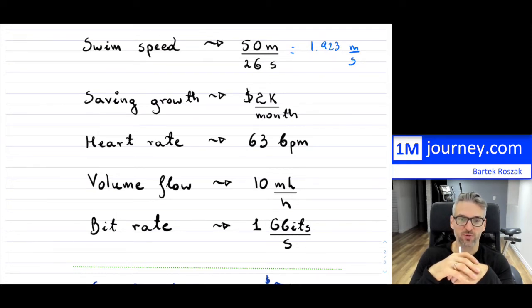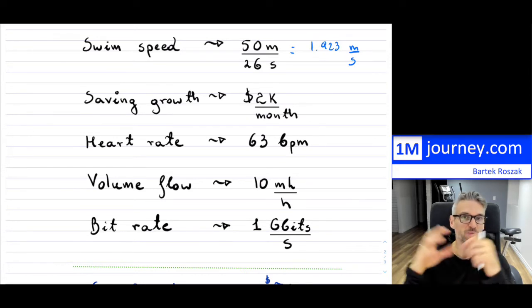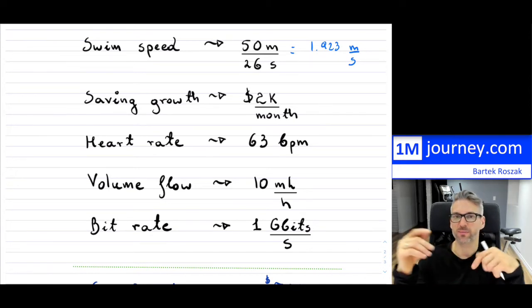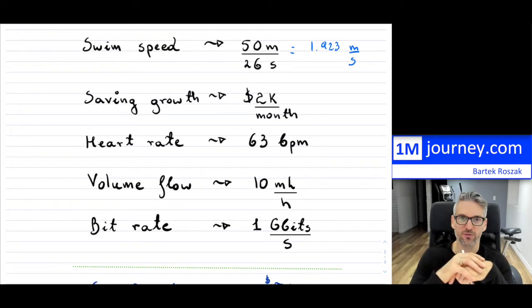Volume flow, so 10 milliliters every single hour. Bit rate, okay, you may not know what that is, right? So 1 gigabit per second. So maybe in terms of processing of your computer, that's what you have.